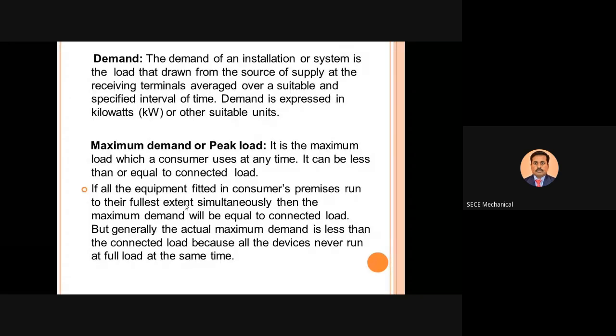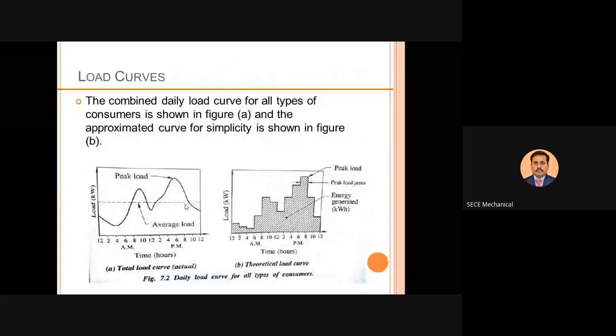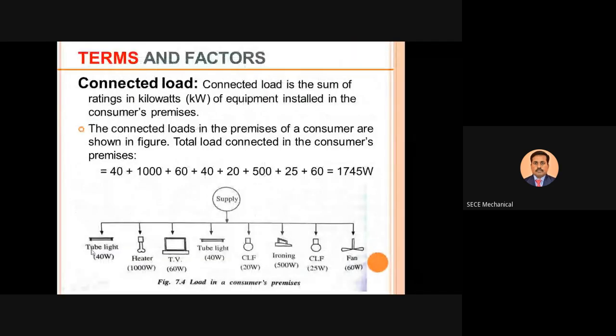So peak load is nothing but the maximum load a consumer may use at any time. If all the equipment fitted in the consumer premises runs to its fullest extent simultaneously, then the maximum demand will be equal to the connected load. For an example, in a house we use different instruments: tube light, heater, TV, tube light, CFL bulb, ironing, CFL bulb, fan.